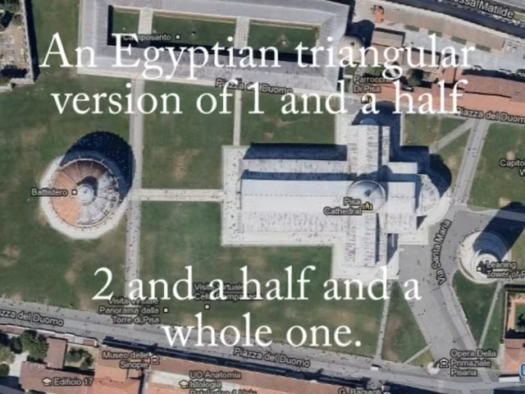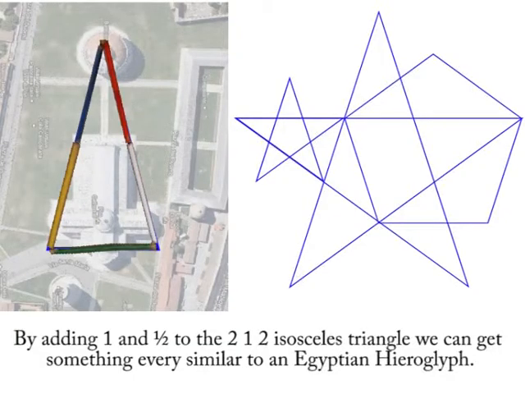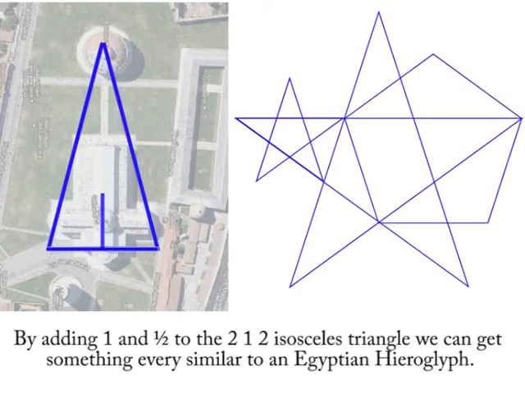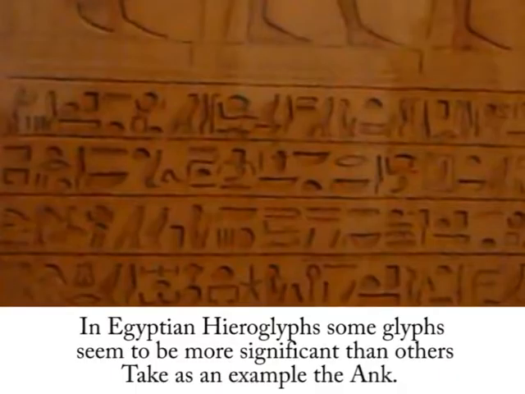An Egyptian triangular version of 1.5, 2.5, and a whole one. By adding 1.5 to the 1-2-1 isosceles triangle, we can get something very similar to an Egyptian hieroglyph. In Egyptian hieroglyphs, some glyphs seem to be more significant than others.